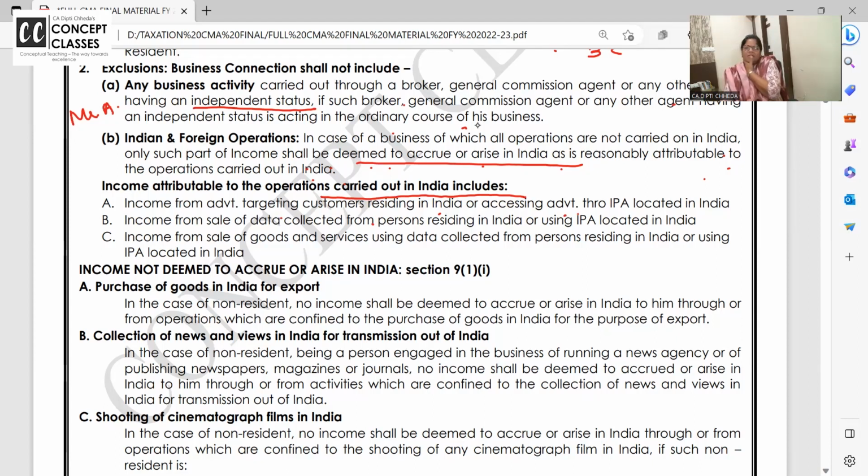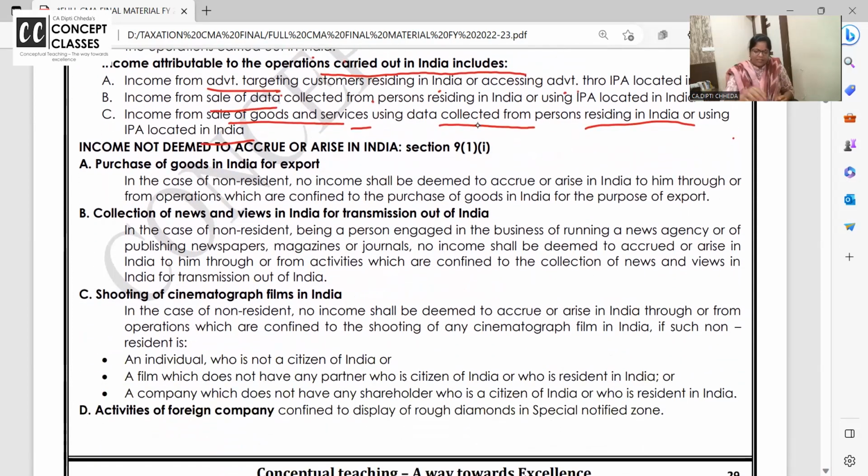Income from sale of data collected from persons residing in India. So some data is collected from India and then sold. The income from that is also through India. Advertisement income, sale of data, or sale of goods or services using data collected from persons residing in India. So you have sold certain goods or services through the data, but it is all carried out in India. This is asked in MCQs, true and false, one-line questions.